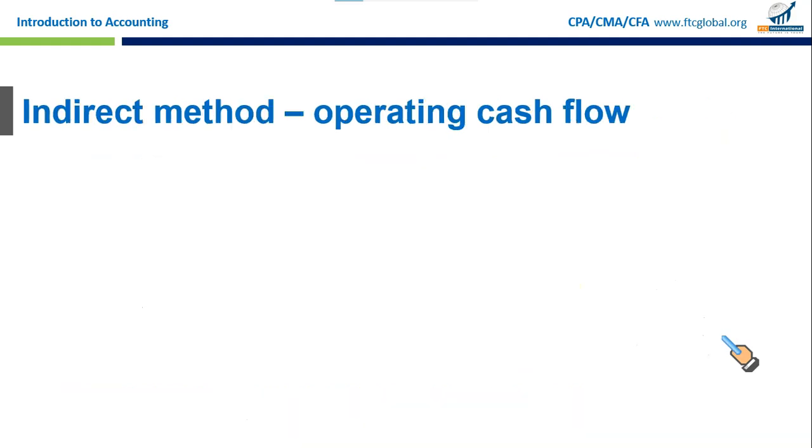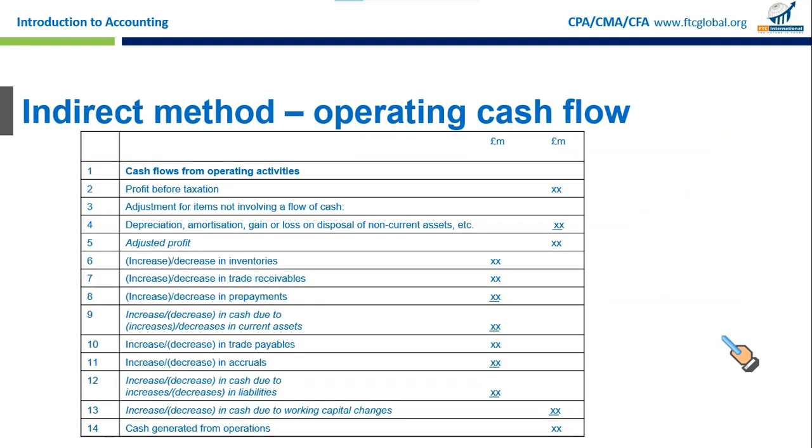Okay, so here we have the indirect method, operating cash flows. We start off with the profit before taxation. This is the starting point. This is also called reconciliation of your operating profit with the cash flow or cash generated from operations. This is the indirect method, which is permitted along with the direct method. And for this reason, you will see practically businesses use the indirect method. So you start off with the profit before taxation.